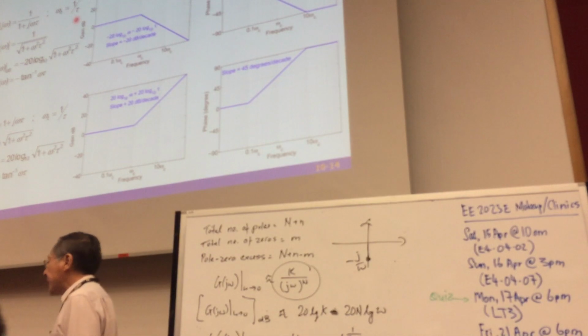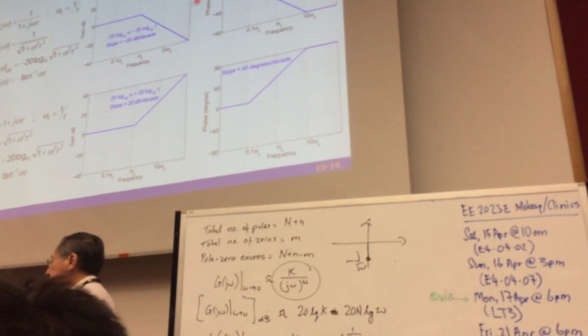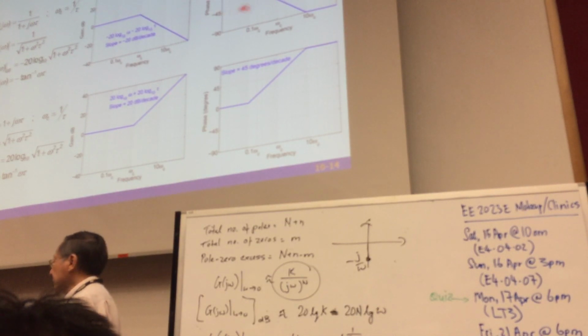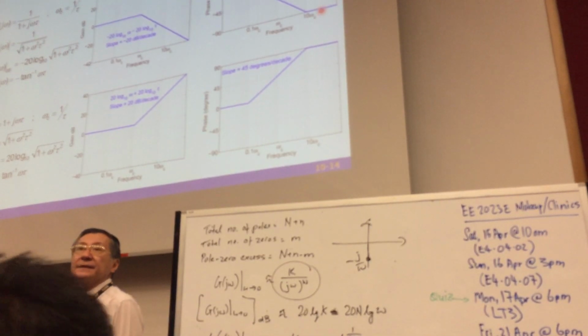At the same time, the low frequency phase asymptote is at 0 degrees. At the corner frequency it is minus 45 degrees. At the high frequency asymptote, it is at minus 90 degrees. We did this last week.